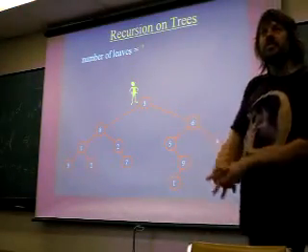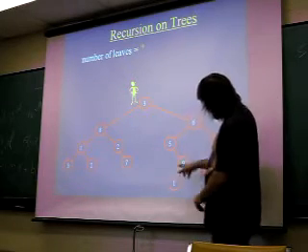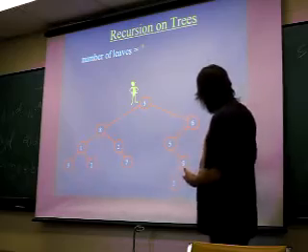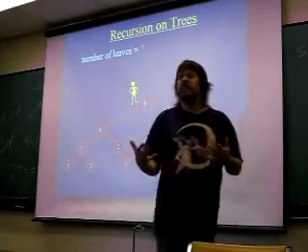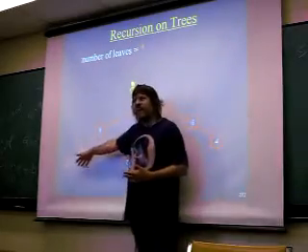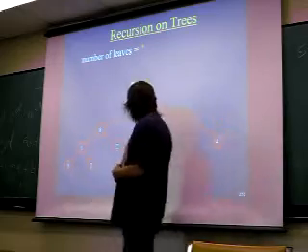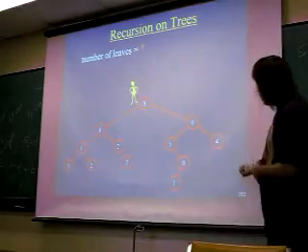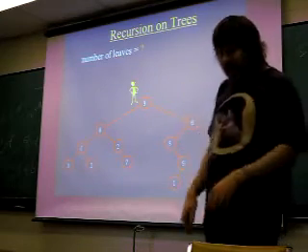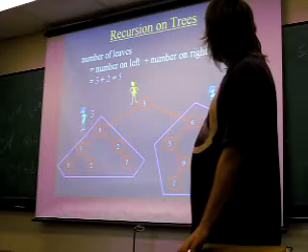Number of leaves. How many leaves are in this tree? First I have to think about what is a leaf. Is this a leaf? No. A leaf has no children. So we have 1, 2, 3, 4, 5 leaves. How many leaves are in this tree? We ask our left friend, what does she give us? She gives us 3. And the right guy gives us 2. And what do we do with them? We add them together. Excellent. We just add them up.